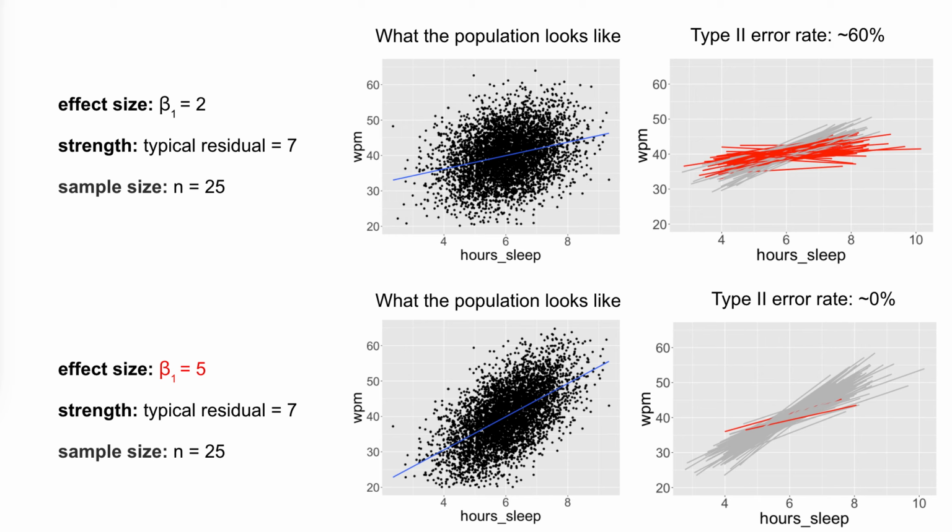The greater the effect size, or the further the actual population coefficient is from 0, the further our sample estimates, or sample coefficients, will tend to be from 0. In turn, the further the sample estimates are from 0, the easier it is to detect a significant relationship.